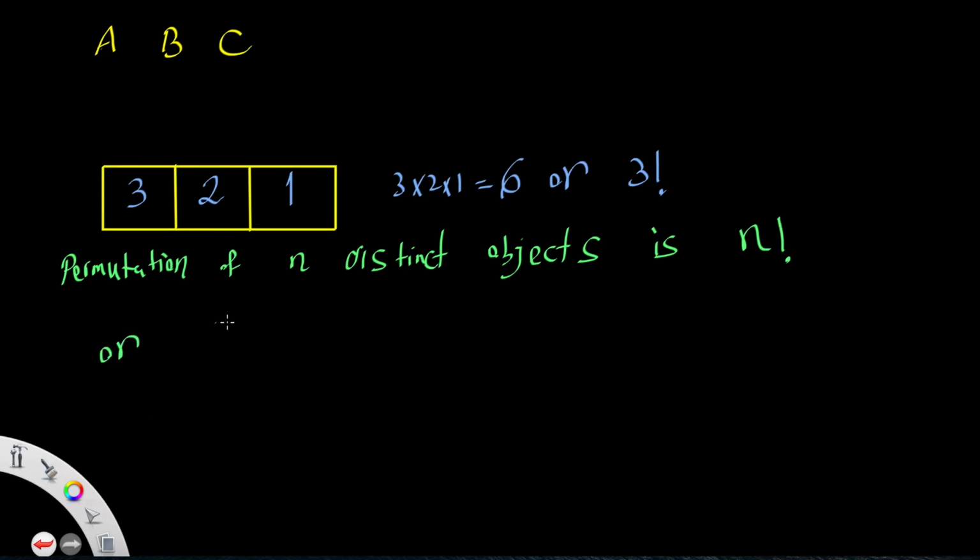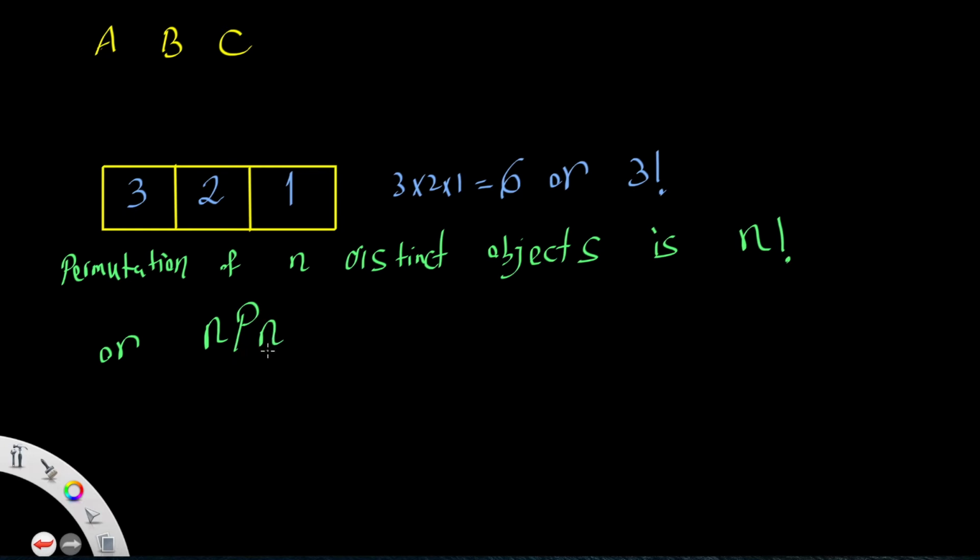Or you can use this notation, nPn. What does this notation mean? It means that you have n letters or objects. You are supposed to permute them. You are going to count the number of permutations, and you are going to choose all n objects.